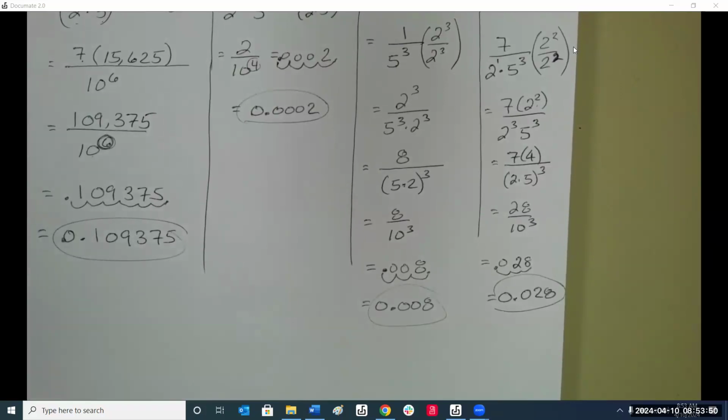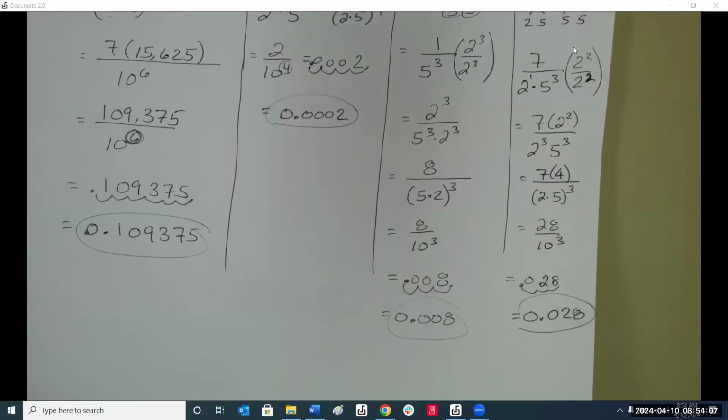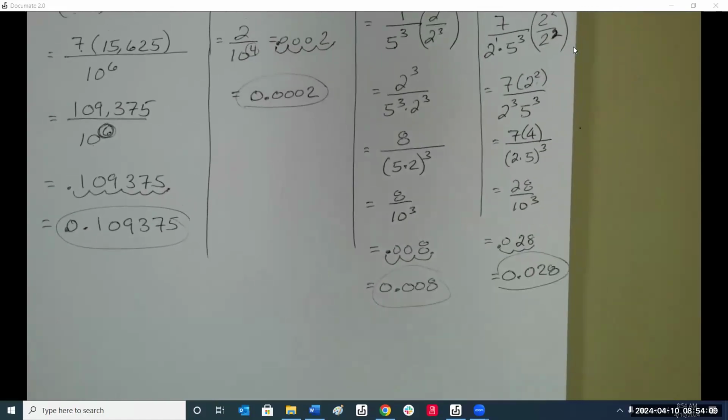So if it's possible, make the bottom into some numbers that's factorable by 2 times 5. Which brings us to the next topic in this section. Defining terminating decimals.